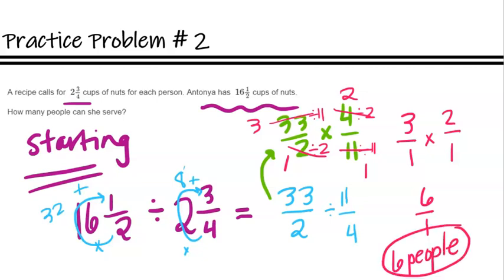If you wouldn't have known to do the cross simplify, it would have been fine. You would have just done 33 times 4, and that is 132. I'm just going to put that extra work up here. 2 times 11 is 22, and 132 divided by 22 is 6 as well. So either way, you end up with the right answer. You just go about simplifying different ways.